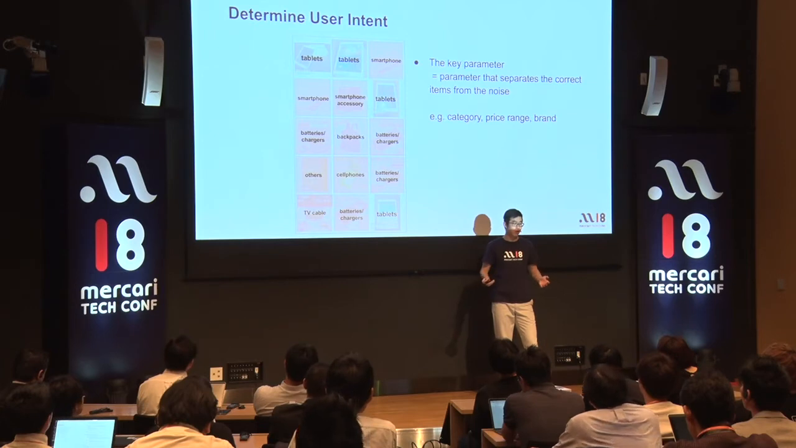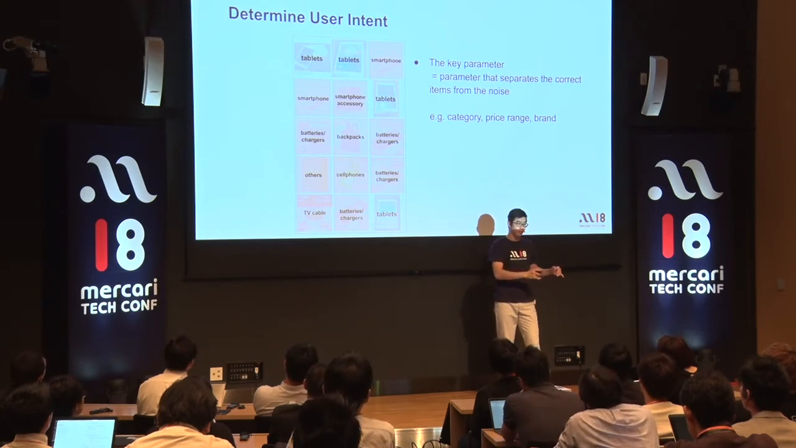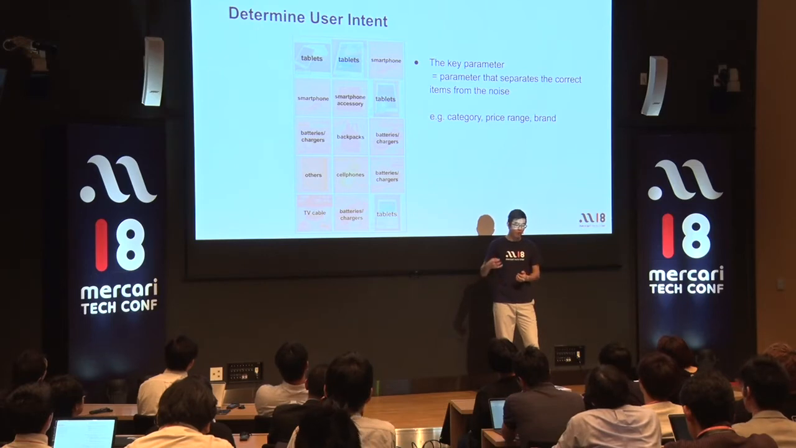And of course, it is not always the case that the correct items and the noise are in different categories. But in those cases, we look at price range or brand. And in most cases, some of them work to differentiate the correct items from the noise.